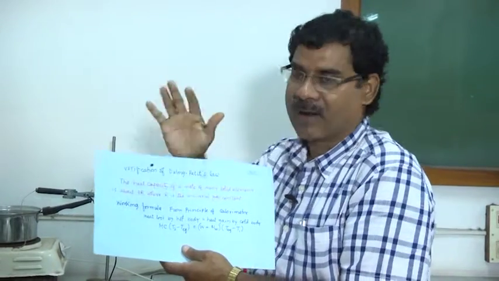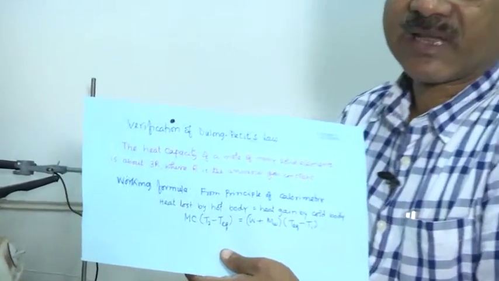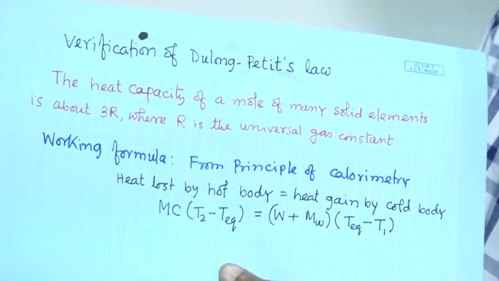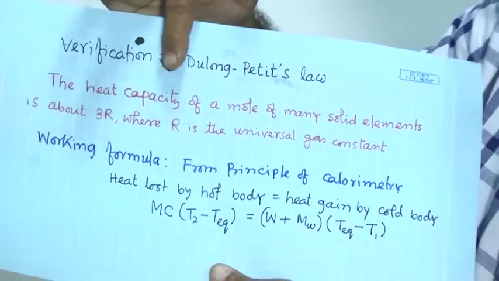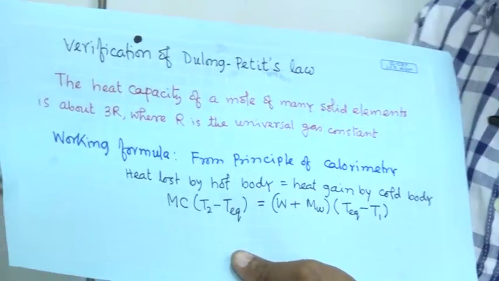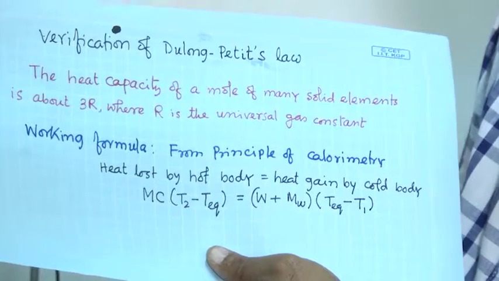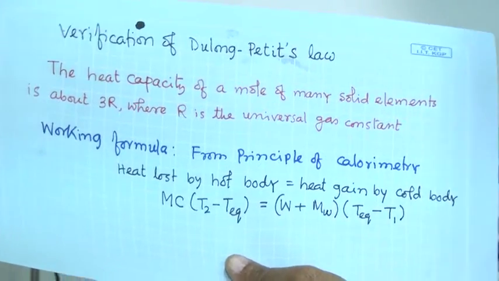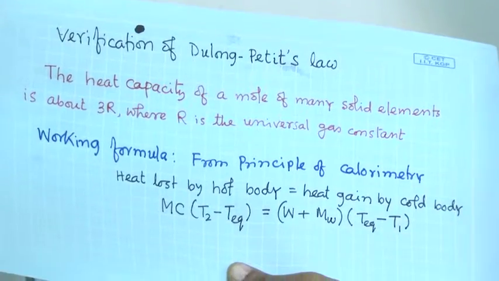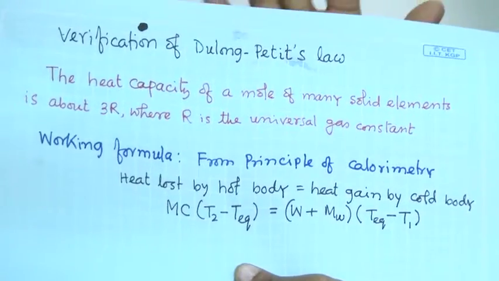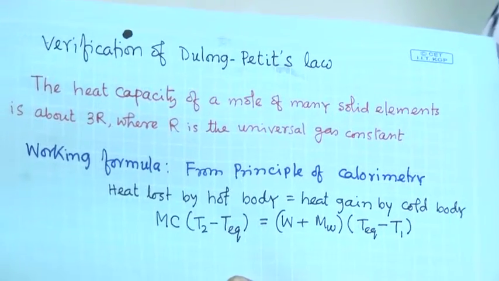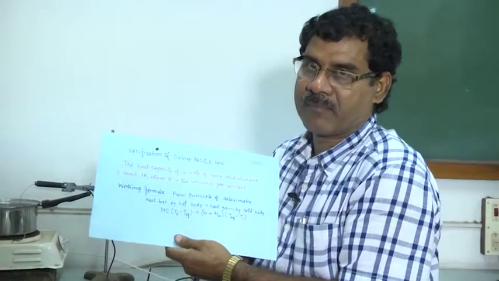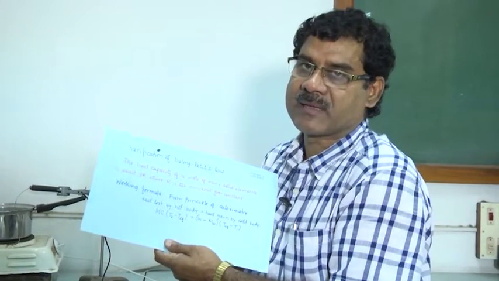So, this value R will be around 2 calorie per Kelvin per mole, and the molar heat capacity will be around 6 calorie per Kelvin per mole, of course. So, this is the experiment today I will demonstrate. It is a very easy experiment. Okay, its working principle formula is very simple.